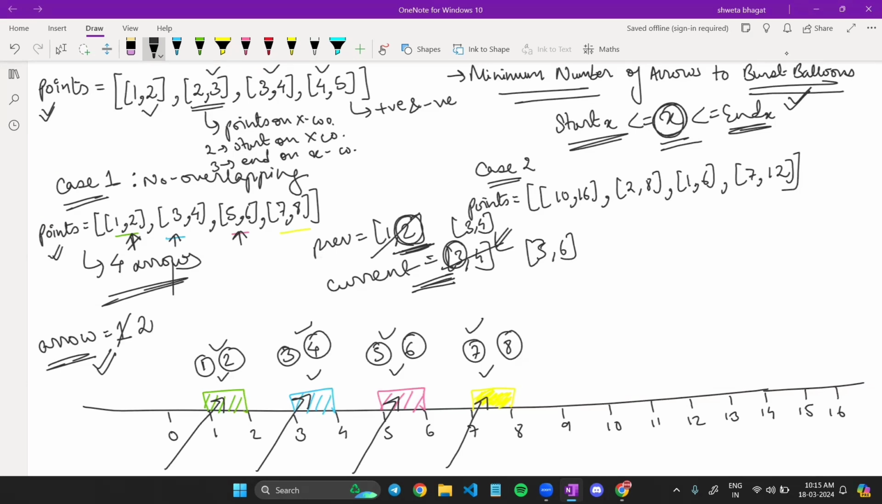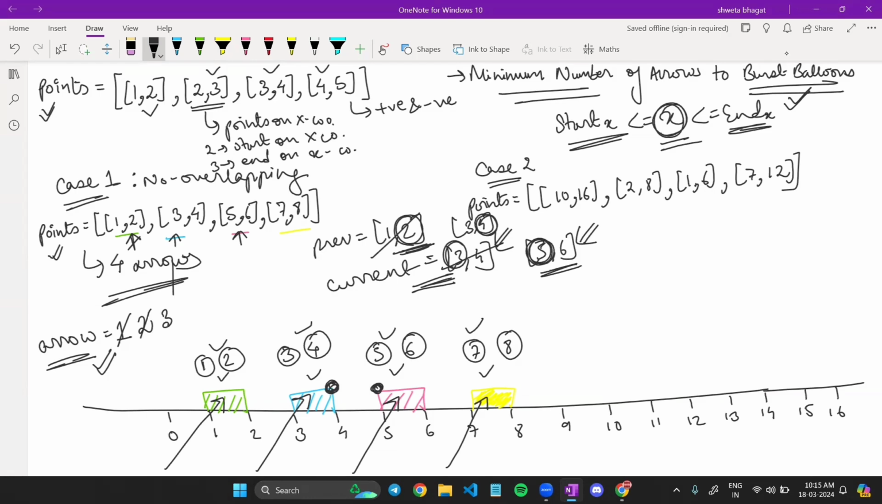Now again, we can see that the start of the current interval is greater than the end of the previous interval, right? So what does it mean? It means that they don't have anything in common. So it means that we'll have to shoot a separate arrow to burst this current balloon, right? So what we will do, we'll simply increment the arrow. So the arrow count has now become 3.